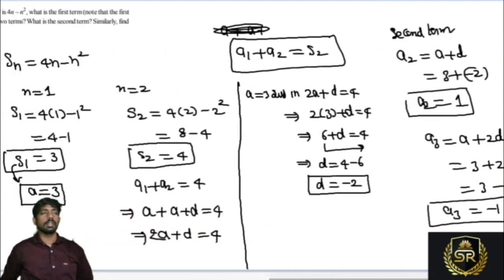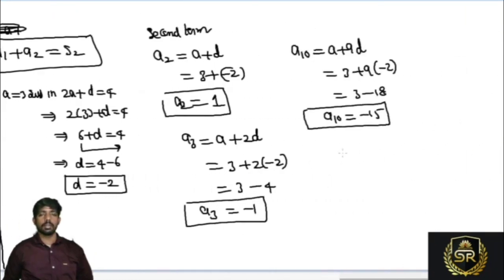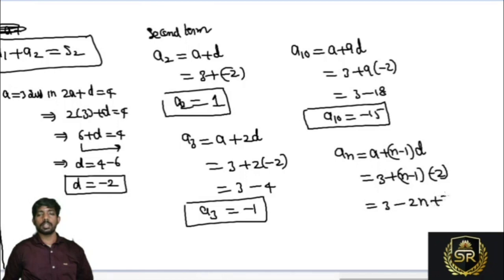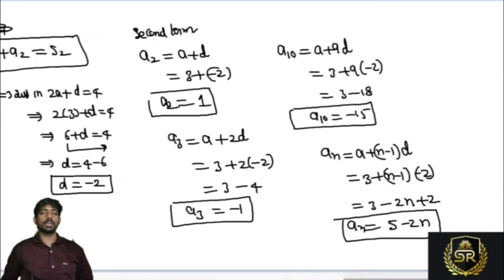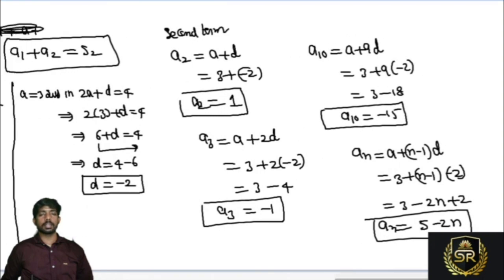And next, the nth term is what? An is equal to a plus n minus 1 into d. So a is 3 plus n minus 1 into d, which is minus 2. So 3 minus 2n plus 2. So 3 plus 2 is 5 minus 2n. So the nth term is 5 minus 2n. That's all. This is the solution. These are the solutions I put in the box. This is what they asked in the question. Okay, clear.